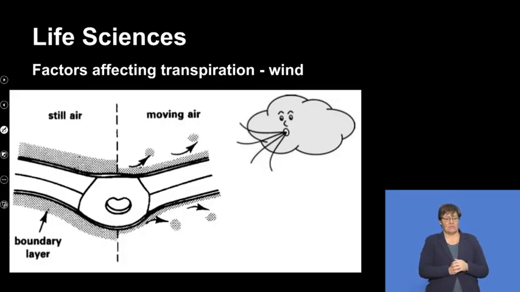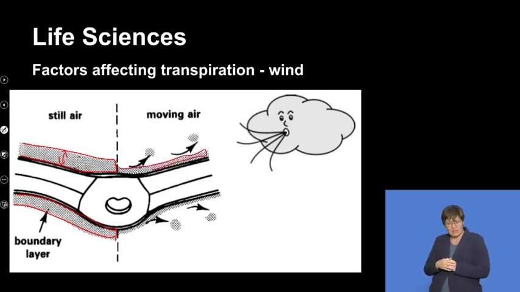And this little cartoon shows basically what happens here in still air. This shows the layer of water that's kind of sticking around after transpiration, and here it's actually quite thick because there's nothing blowing the air away. If we look at this one, there's much less water sticking around the leaf because a lot of it is being blown away. And the faster the wind is blowing, the more of this layer will disappear.